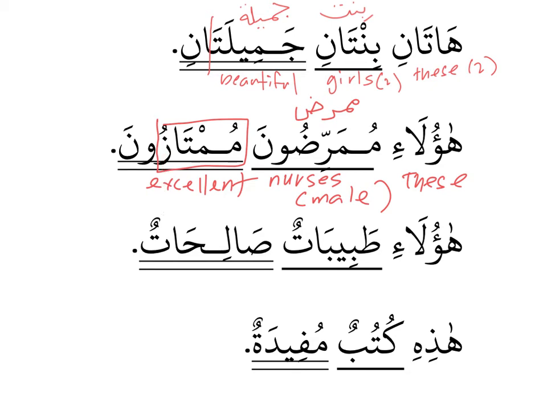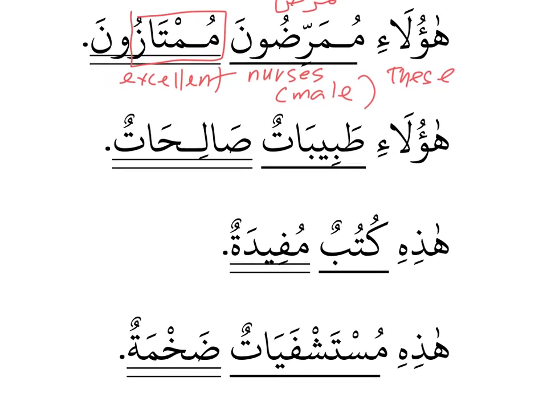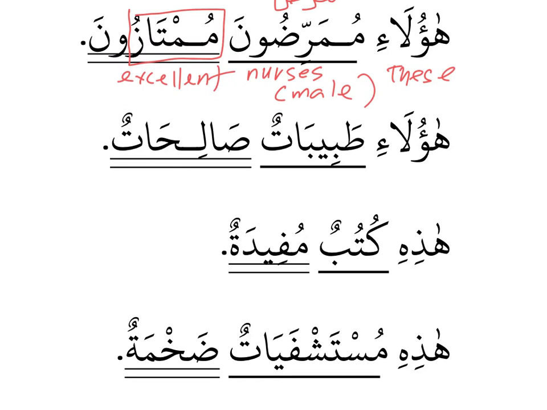No ta marbuta. And number two, since this is in the plural form, jama, you must change the word mumtaz to plural. Yeah. So what is the plural for mumtaz? The plural word is mumtazun. So the sentence is haula'i mumarriduna mumtazun. Yeah. So they must be similar in terms of the number and the gender as well. Okay. Now we look at sentence number 6.